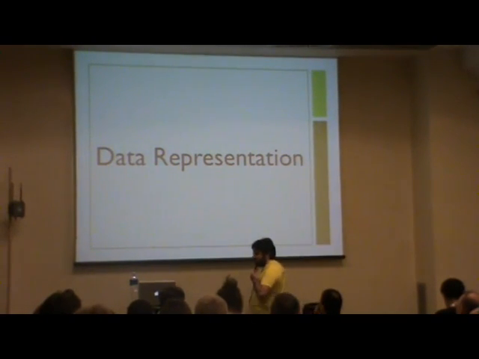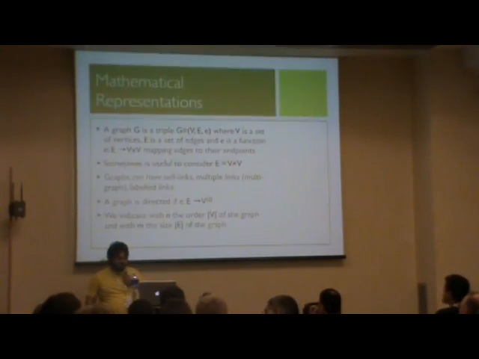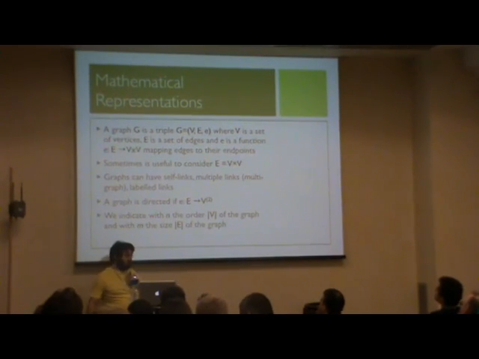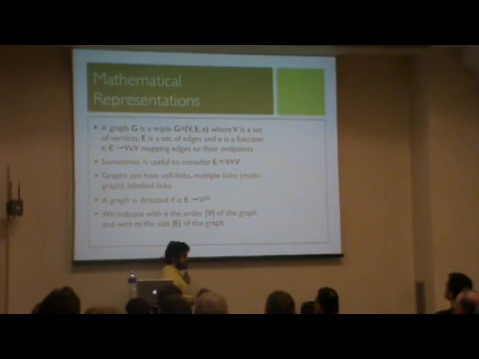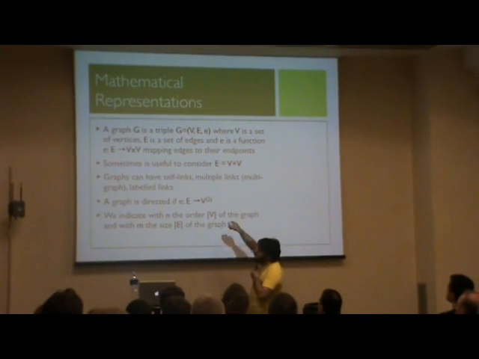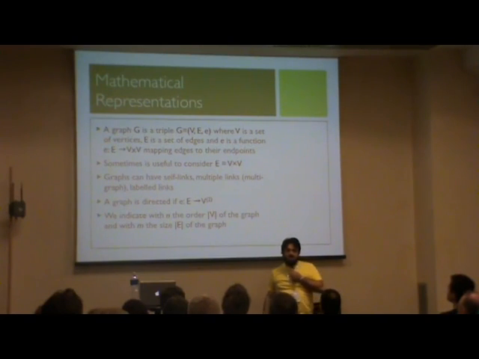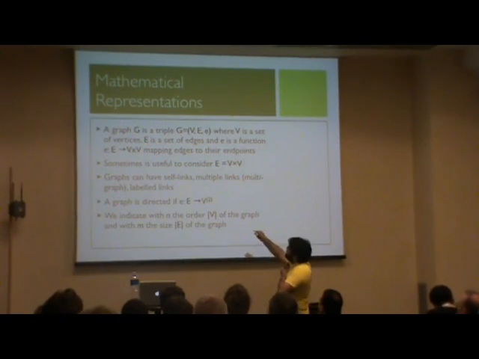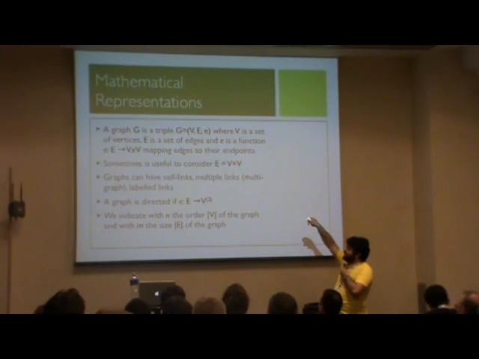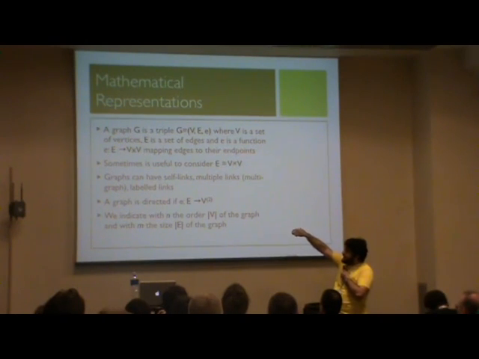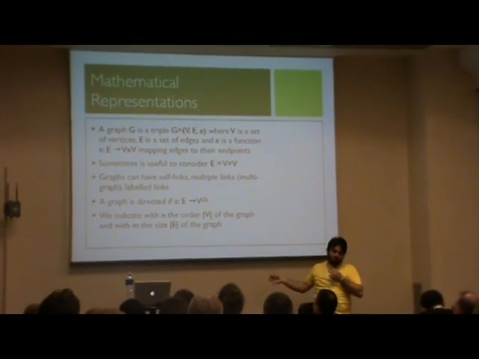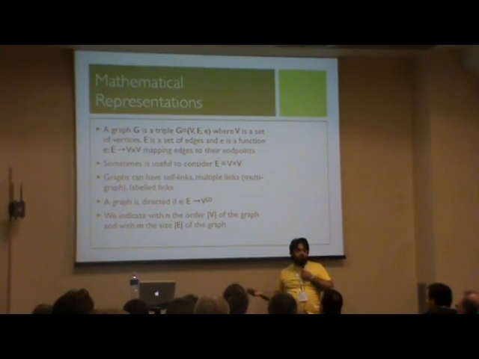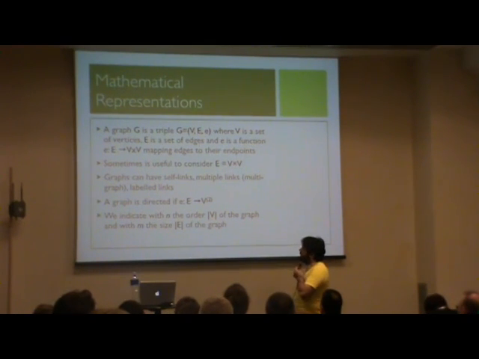So I already started to talk about data representation. This is the math representation, which I would like to skip almost. So we have a triple, we have a set of edges, we have a set of nodes. We have a function which maps each edge to its endpoints. So basically, this is the definition of a graph. The order of the graph is the number of nodes and the size is the number of edges. So we can see that the size of the graph of a social network is about proportional to the order of the graph.